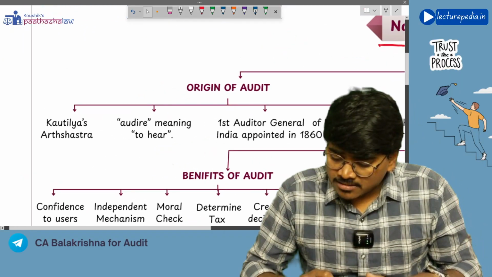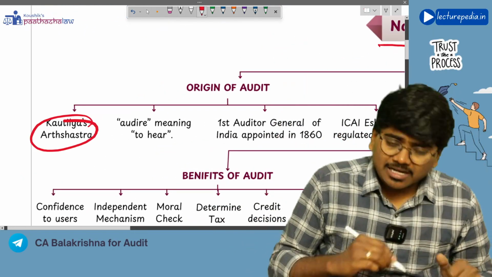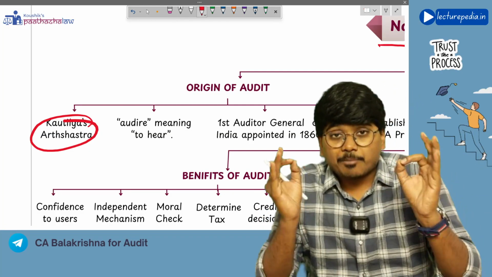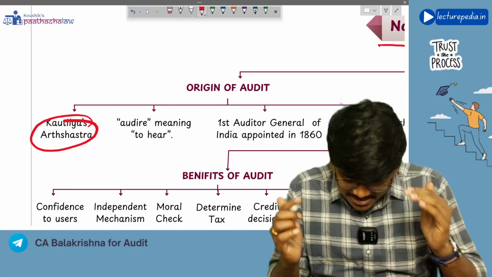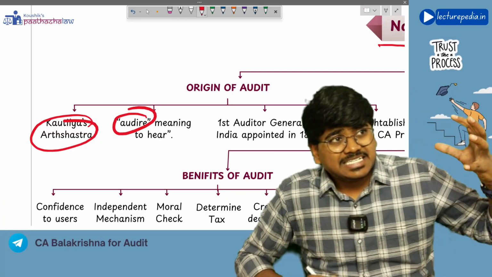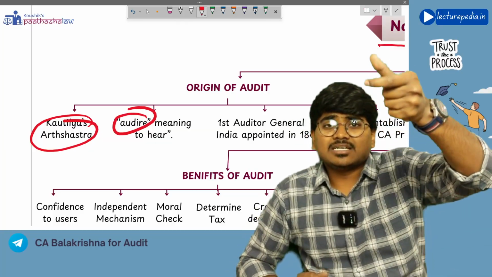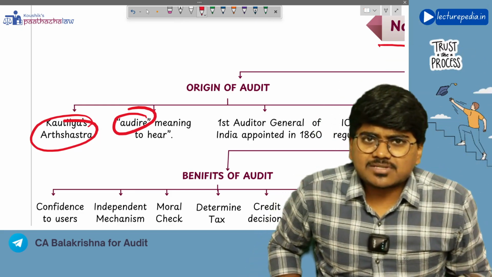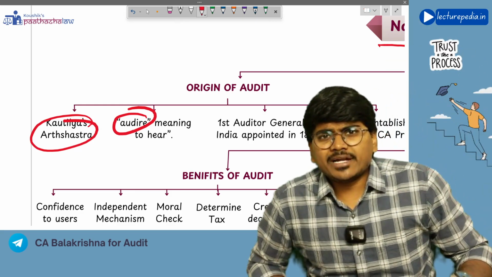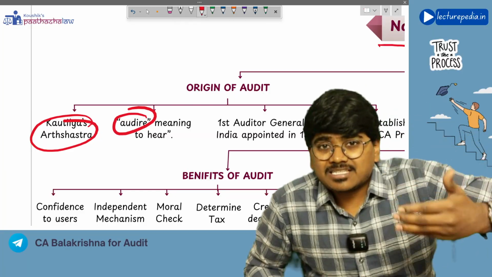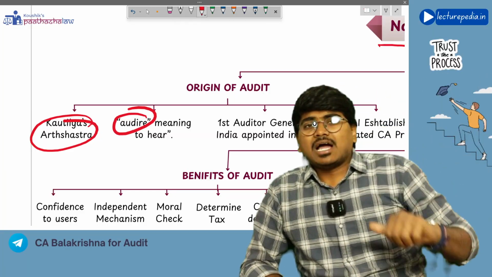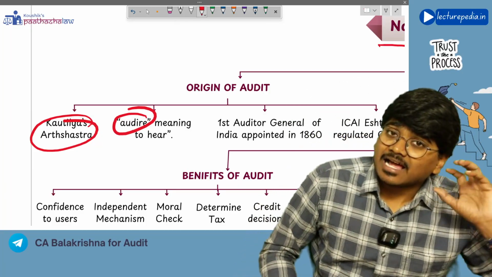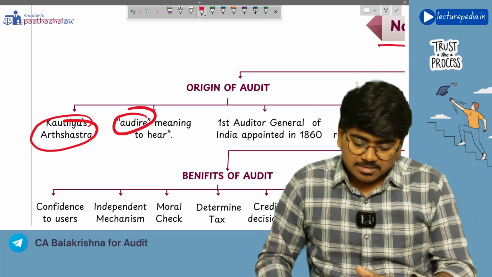First of all, in the 4th century BC, Kautilya's Arthashastra, a book written by Kautilya, made a reference to audit. And next, the term audit was derived from the term audire, which means to hear. Basically, in olden days, auditors used to listen to the accounts that were read out by accountants. So the term audire means to hear, and from that the term audit is derived.